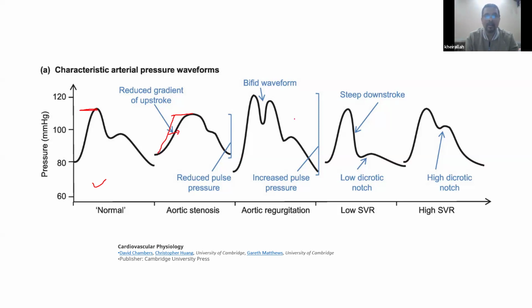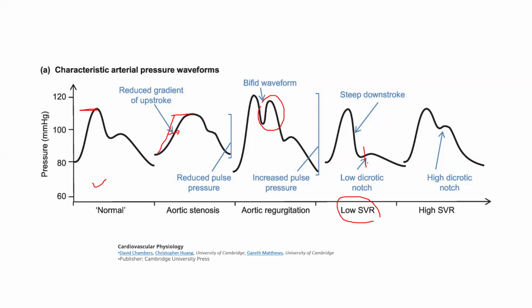Now in AR, we get this because of the reflected wave, so we get a split or bifid waveform. Now when we have a patient with low cardiac output, low stroke volume, you see the dicrotic notch is going to be down. And when we have hyperdynamic circulation with higher stroke volume, the dicrotic notch gets up.